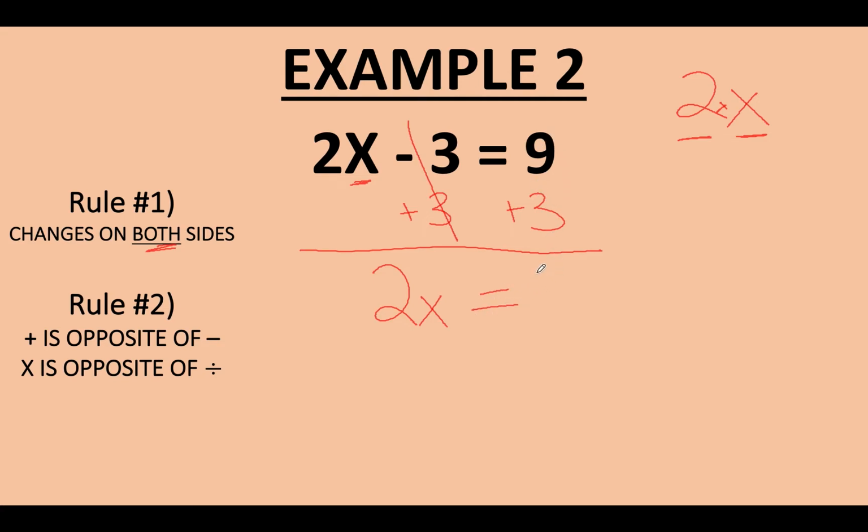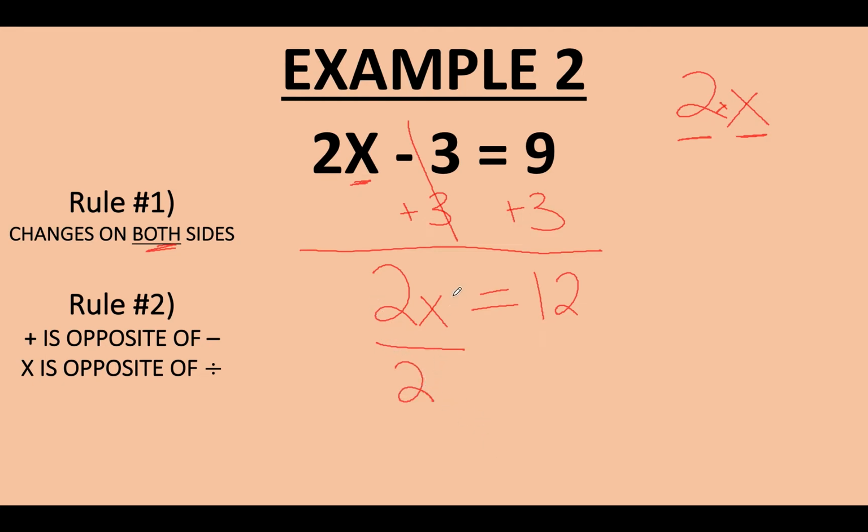9 plus 3 is equal to 12. Okay, we're one step closer. Now we have 2 multiplied by x equals 12. Rule number 2: multiplication is the opposite of division. So if we're going to multiply this by 2, then to get rid of it, we're going to have to divide it by 2.